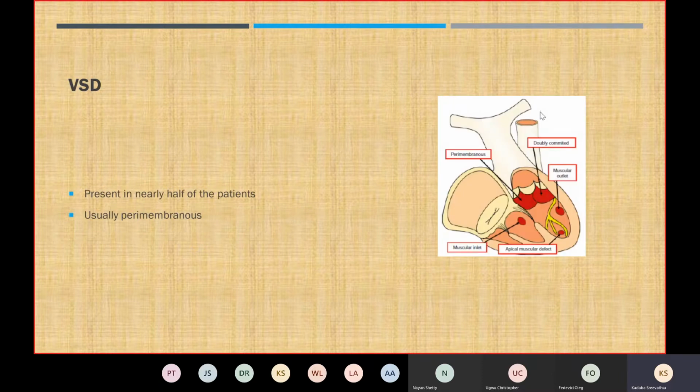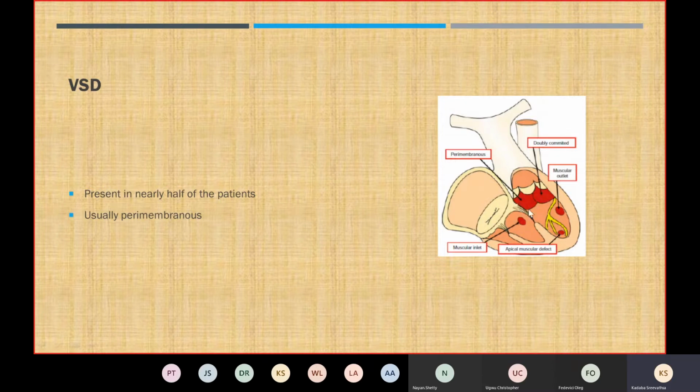Now coming to the ventricular septal defect, it is present in nearly half of patients with congenitally corrected transposed great vessels, and usually the defect is a perimembranous ventricular septal defect. As you can see here, this is a pictorial representation of the various ventricular septal defects that can happen in a congenitally corrected TGA. You can see the right atrium here. Through the right atrium, it goes across the mitral valve into the morphological left ventricle, which is on the right side here, and it is connected to the pulmonary artery. You can see these various red dots. These are the ventricular septal defects that can occur.